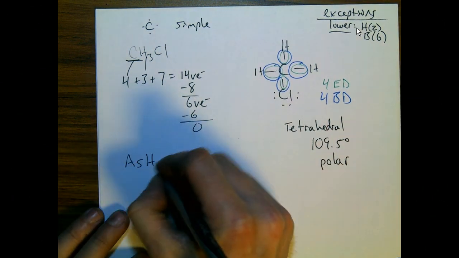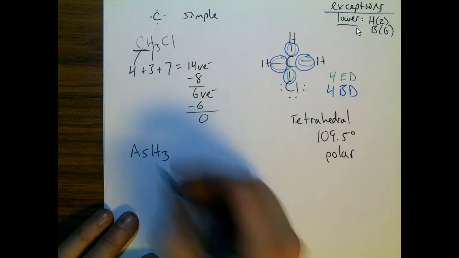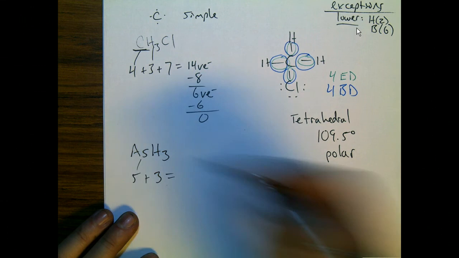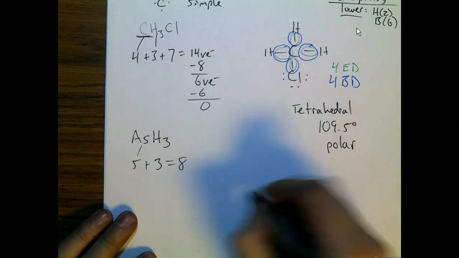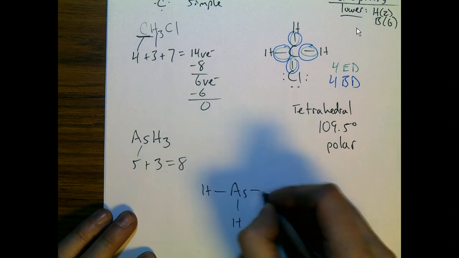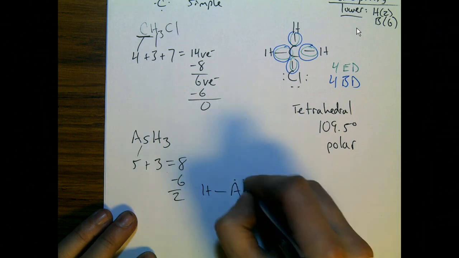The second one is AsH3, arsenic trihydride. Arsenic has 5, hydrogen has 3. All 3 of those hydrogens total have 3, so it has 8. Arsenic's my central atom, so I'm going to put As, connect 3 hydrogens to it. Subtract the electrons I used to connect the 3 hydrogens, which is a total of 6. Then I have 2 left, so I have to put it here.